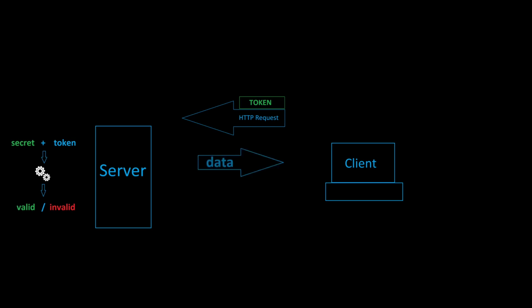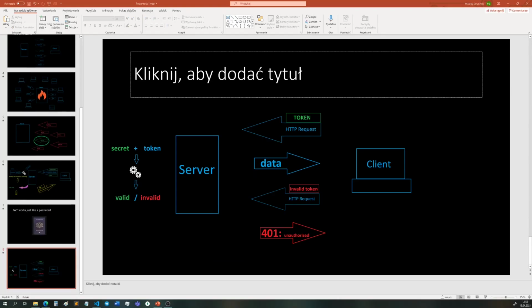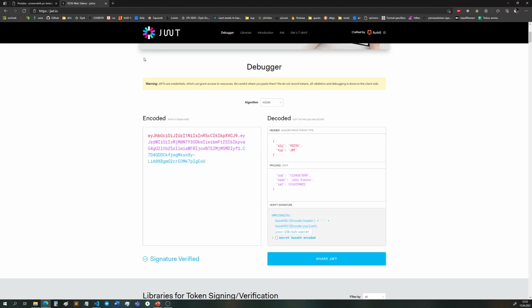If it is valid, it sends the data back. If it's invalid, for example it's expired or manipulated, then it obviously sends unauthorized. So that's basically the whole mechanism. And now we can proceed to explaining how actually JSON Web Tokens work.